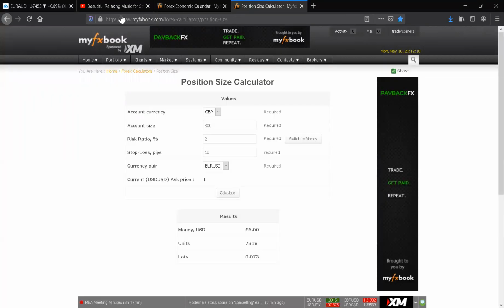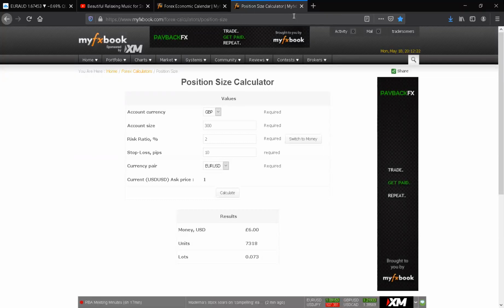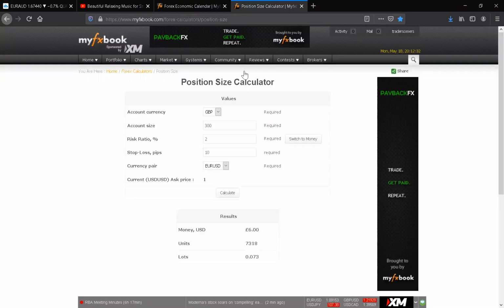So this is actually how I have my layout for my trading. I've got a different web browser open. So I've got my TradingView, I've got my meditation music or whatever you want to have, like relaxing, chilled music. I've got my economic calendar, so I know the news events that are coming up. And then I've got my position size calculator. So with this particular trade, it's Euro AUD.